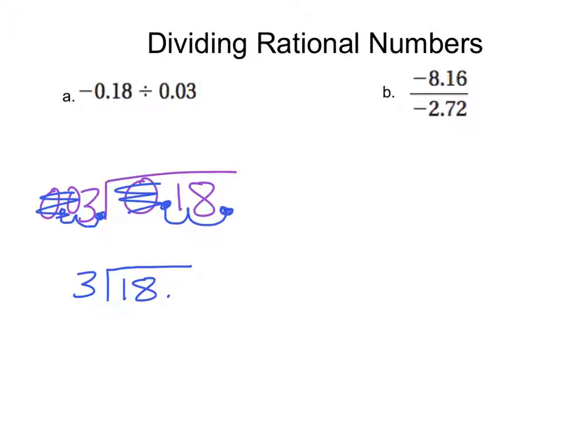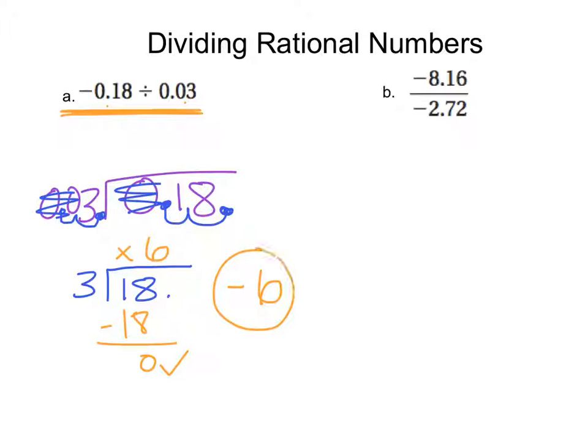18 divided by 3 is 6. 6 times 3 is 18. When I subtract, I have 0, so I know I did it right. And then I have to ask myself, should my answer be a negative or positive 6? Because one number is a negative, one is a positive, it's going to be a negative 6 for my final answer.